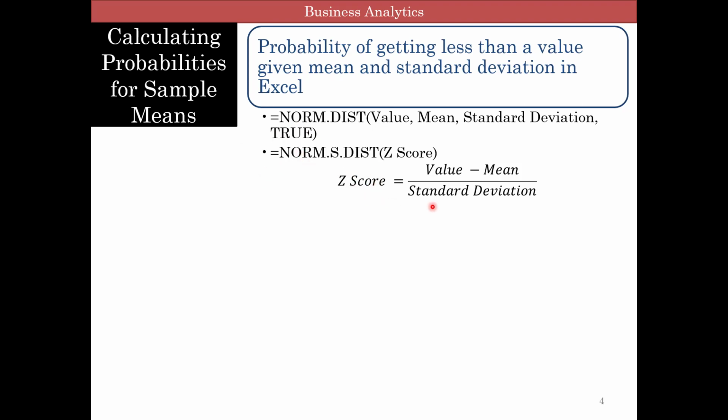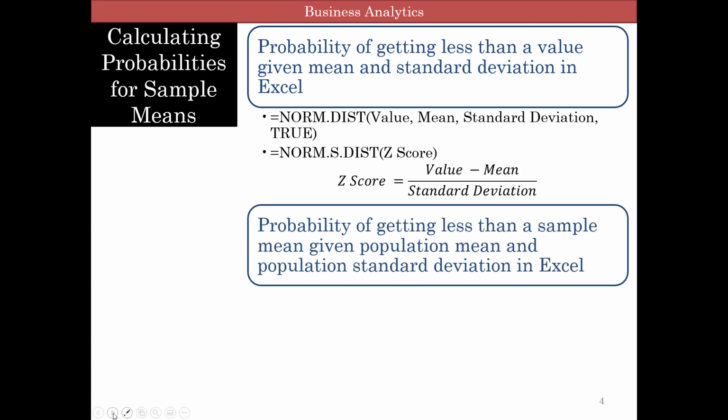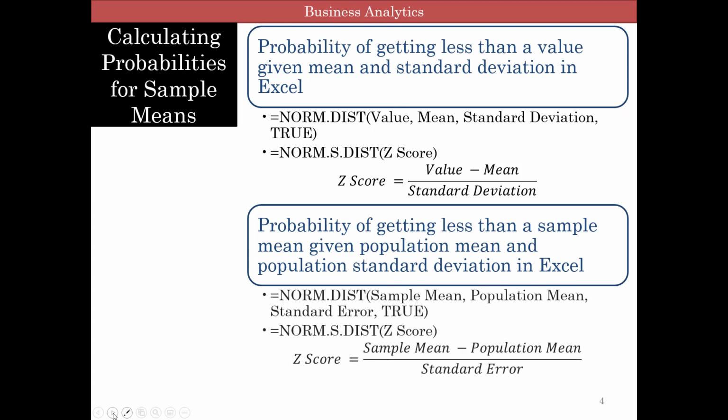Or you can calculate the z-score using this formula: value minus mean divided by standard deviation, and plug in the z-score. Z-score gives you the number of standard deviations from the mean. So value minus mean is the distance from the mean, divided by standard deviation gives you the number of standard deviations. Next is the probability of getting less than a sample mean, given population mean and population standard deviation, in Excel.